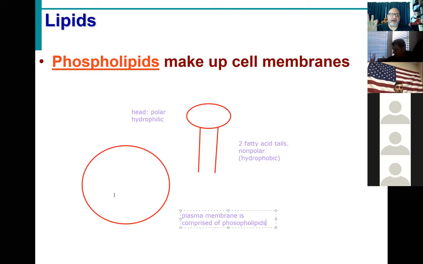Because if you think about it, there is a whole lot of water out here outside of our cell. So we need to have these phospholipids set up so that the head region is pointing here to the water, so our plasma membrane can interact with the water and the stuff in the water outside of our cell. But then we have the fatty acid tails that are going to provide that protection to limit what can get into and out of the cell. Anybody have a problem with that?